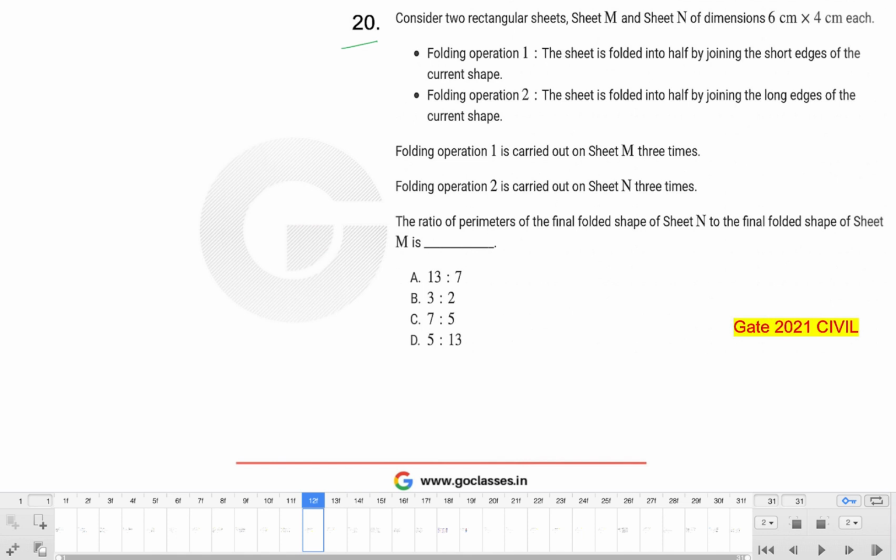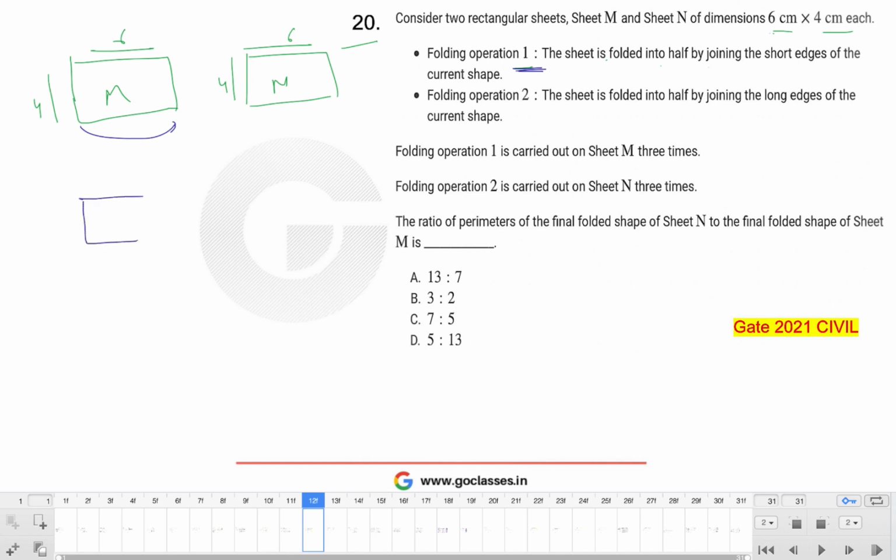Next question. Consider two rectangular sheets, M and N, of dimensions 6 cm by 4 cm each. Folding operation 1: the sheet is folded into half by joining the short edge of the current shape. Suppose this is M and this is N. This edge is 4 and this is 6. In first folding, we have to join the short edges, so it will be like this. This will be 4 and this is 3.